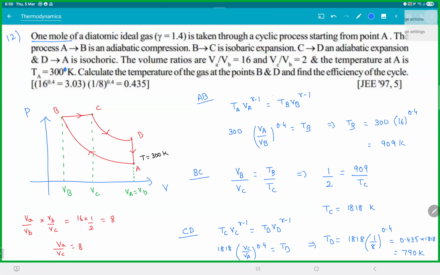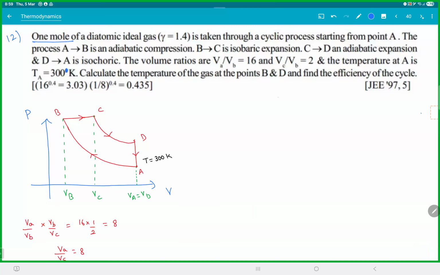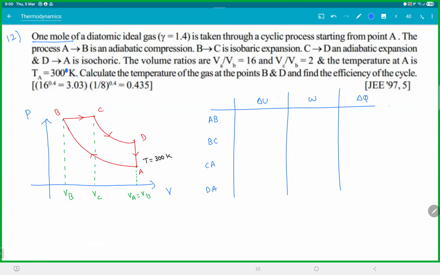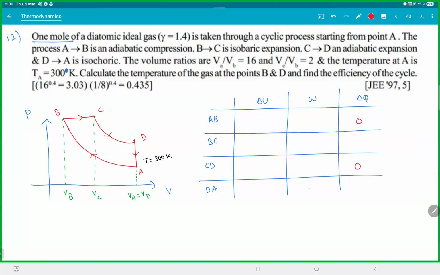Once you're done, I will not just solve the whole thing. I'll just put the formulas. You guys can try later on. So AB is adiabatic, so 0. CD is also adiabatic, that is also 0. DA is isochoric, so this is 0.